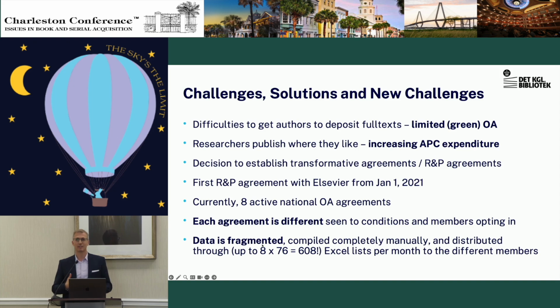The other part is that data is very fragmented. And now we're only talking about 8 agreements. That's actually not that many. But with 76 members, the consortium today downloads 8 documents in Excel from these 8 different publishers, and then they split them up and upload potentially up to over 600 Excel documents every month. So this is a quite unsustainable and not so scalable way of dealing with the research data. And of course, consolidation and analysis of this becomes almost impossible.